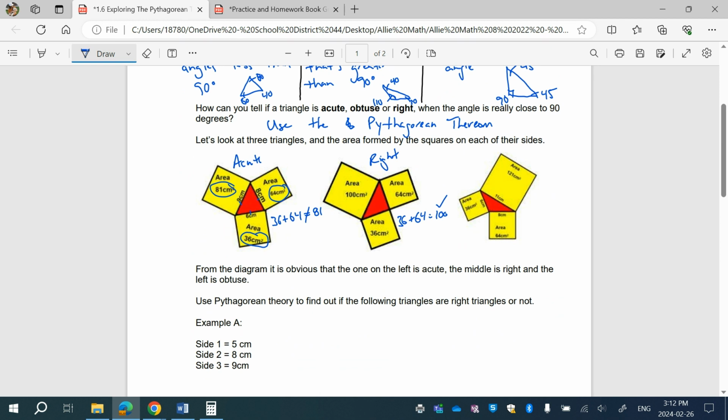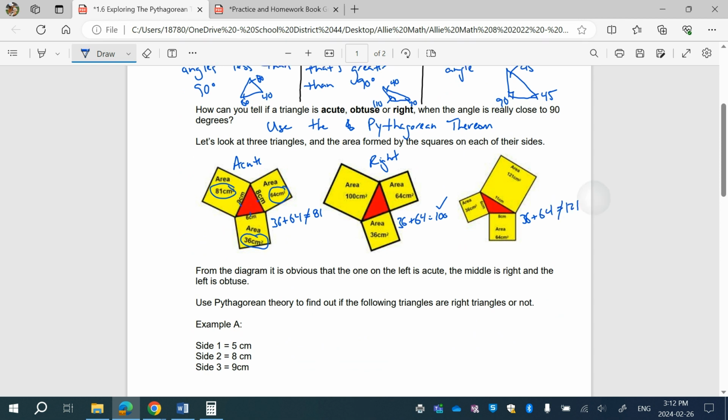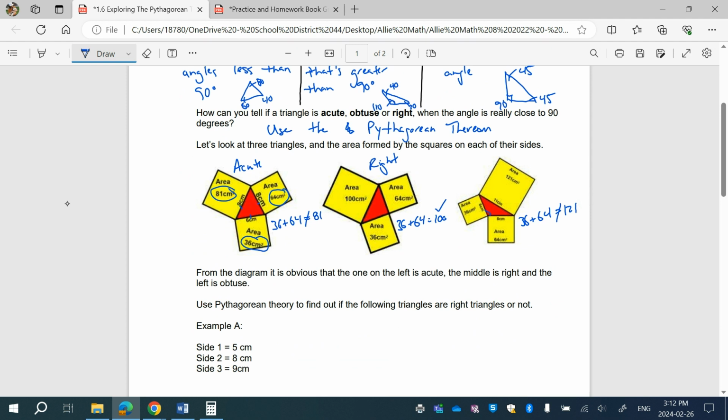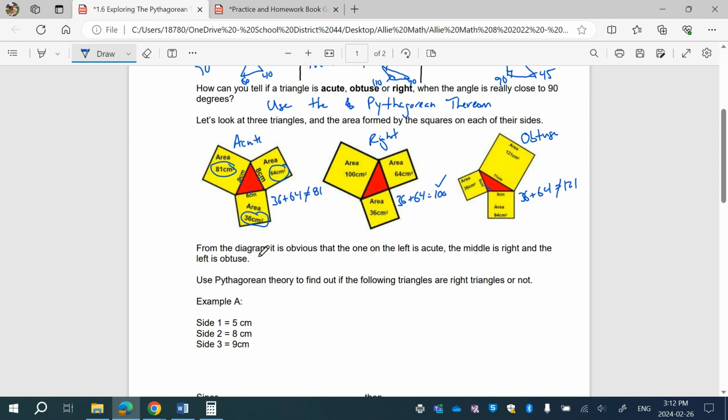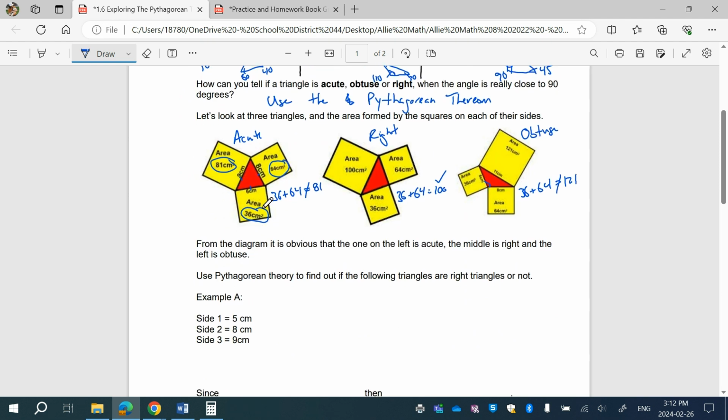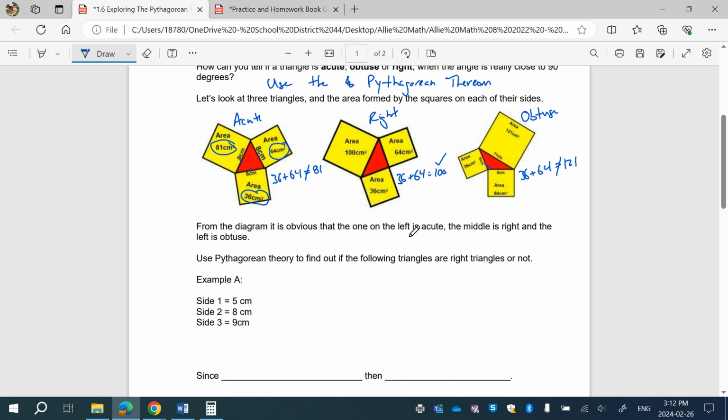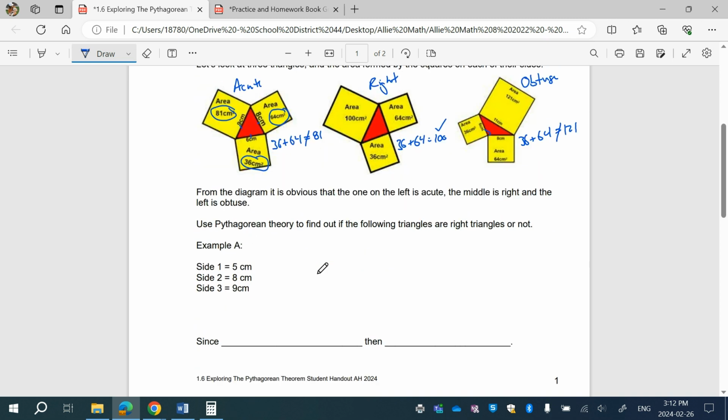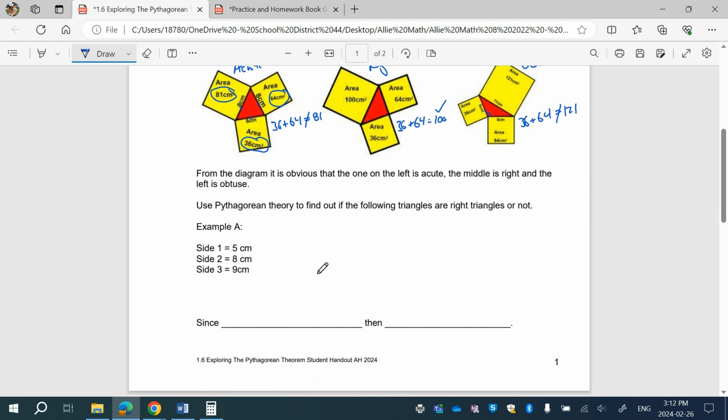And our last one, we have 36 again plus 64. That does not equal 121. And you can tell we got this big angle right there. It looks like bigger than 90 degrees. So this is going to be our obtuse triangle. So from the diagram, it's obvious that the one on the left is acute, the middle is right, and the right is obtuse.